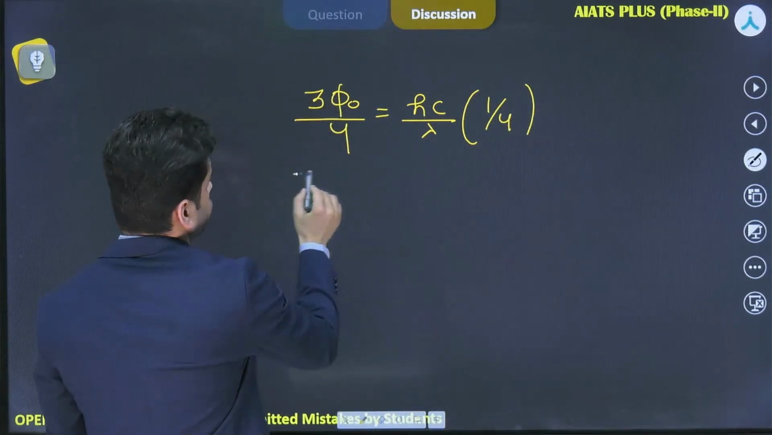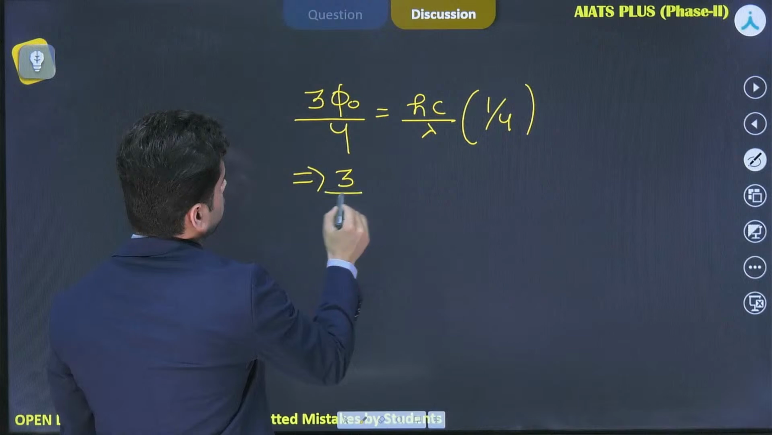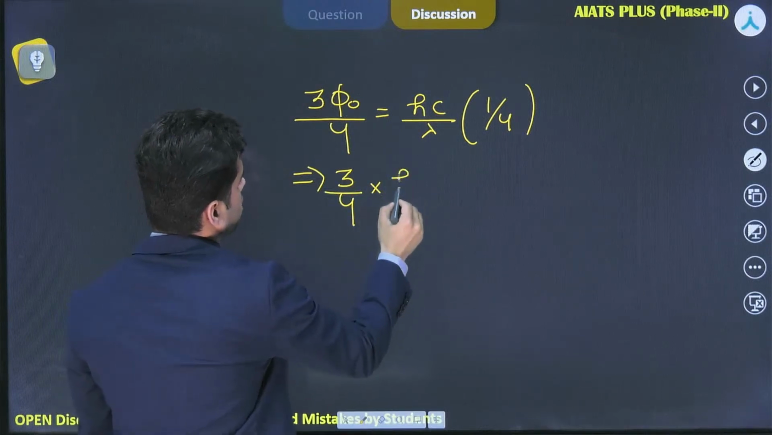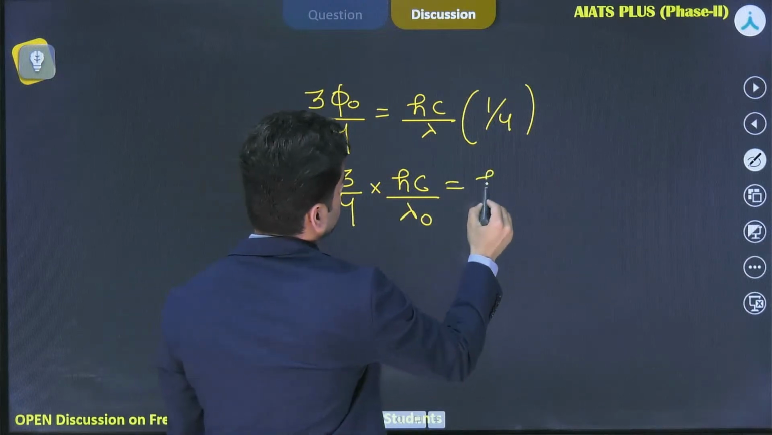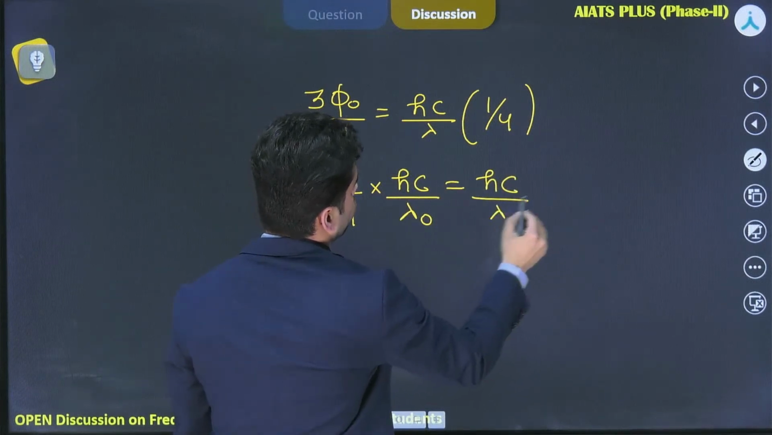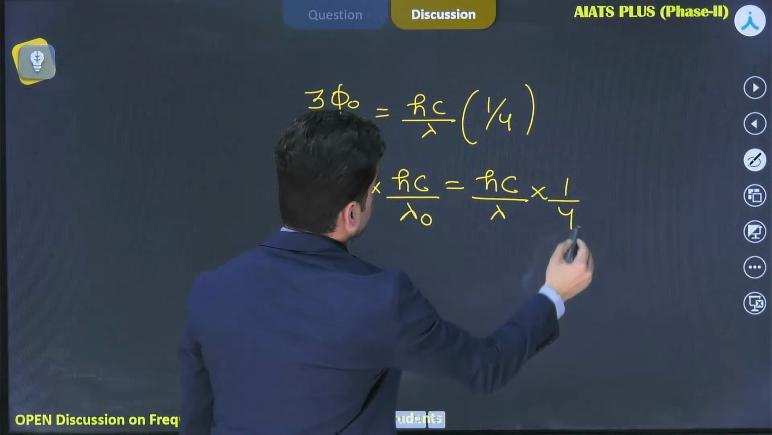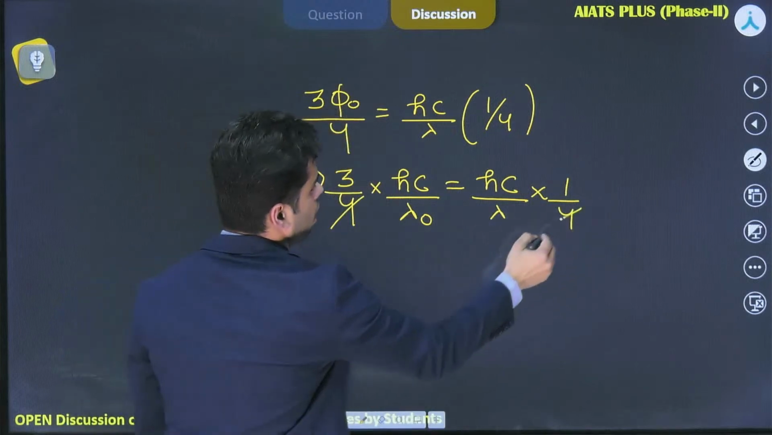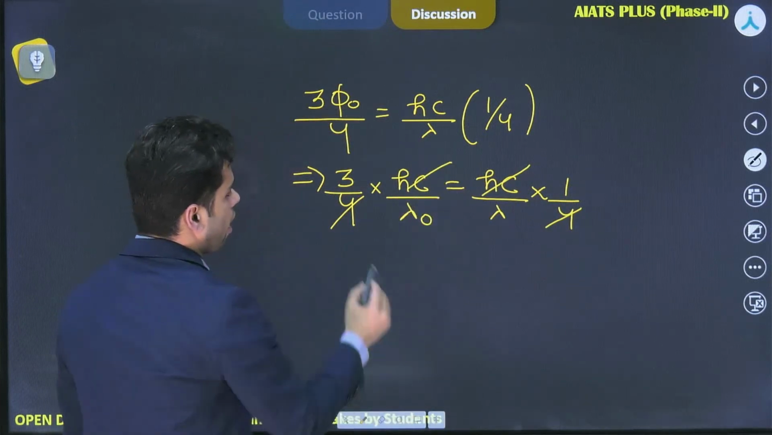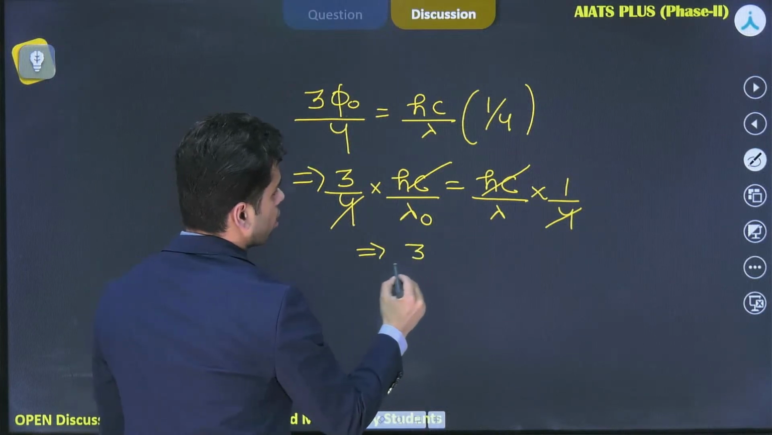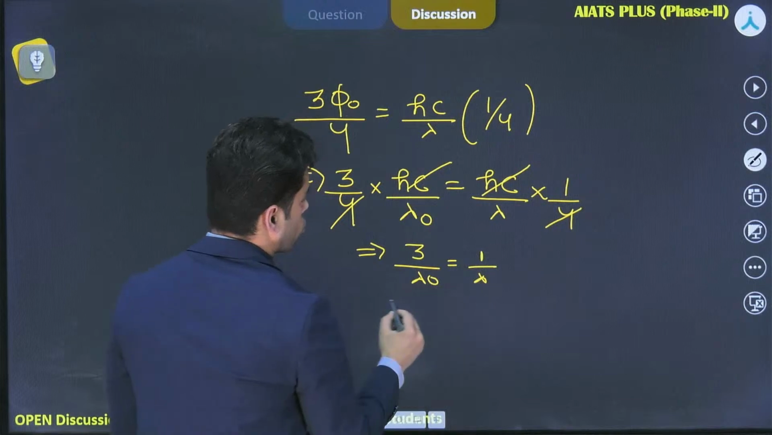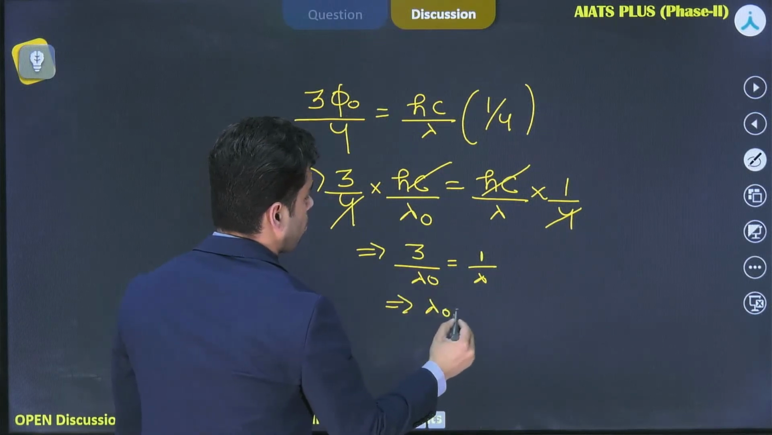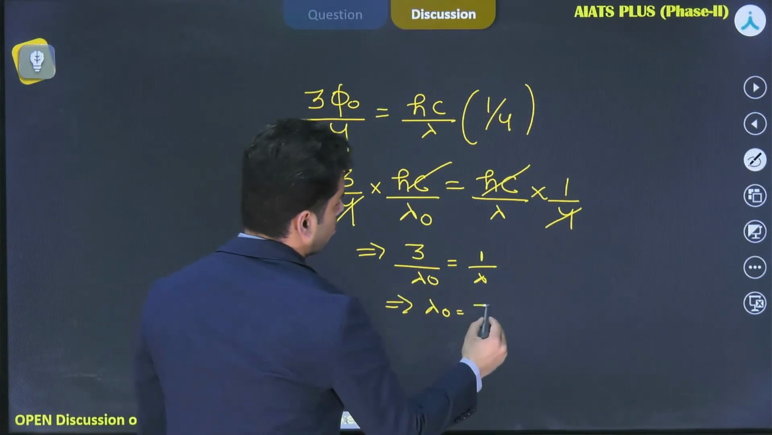Right? So, and 3 by 4, in the place of phi naught, I'll write hc by lambda naught. And lambda naught is my threshold wavelength. So it will be equal to hc by lambda into 1 by 4. So let me cancel this 4 and 4. Let me cancel this hc and hc. So I have 3 by lambda naught equal to 1 by lambda. So from here, lambda naught is coming out to be equal to 3 lambda.